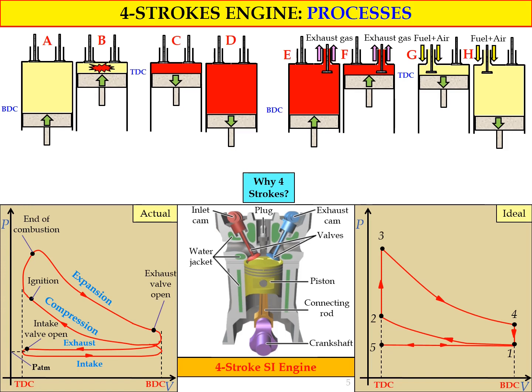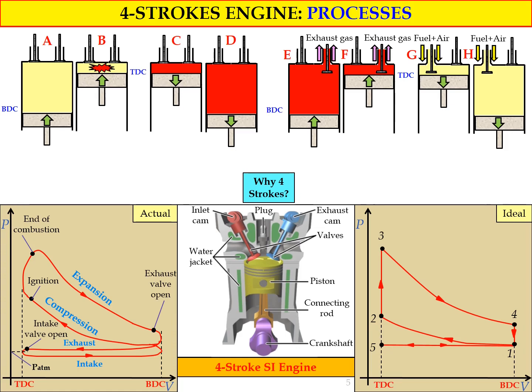State number 1 to state number 2 represents the compression process. State number 2 to state number 3 represents the heat addition process or combustion process. State number 3 to state number 4 represents the expansion process. State number 4 to state number 1 represents the heat release process. And state number 1 to state number 5 represents the exhaust process. The last one, state number 5 to state number 1, represents the intake process.